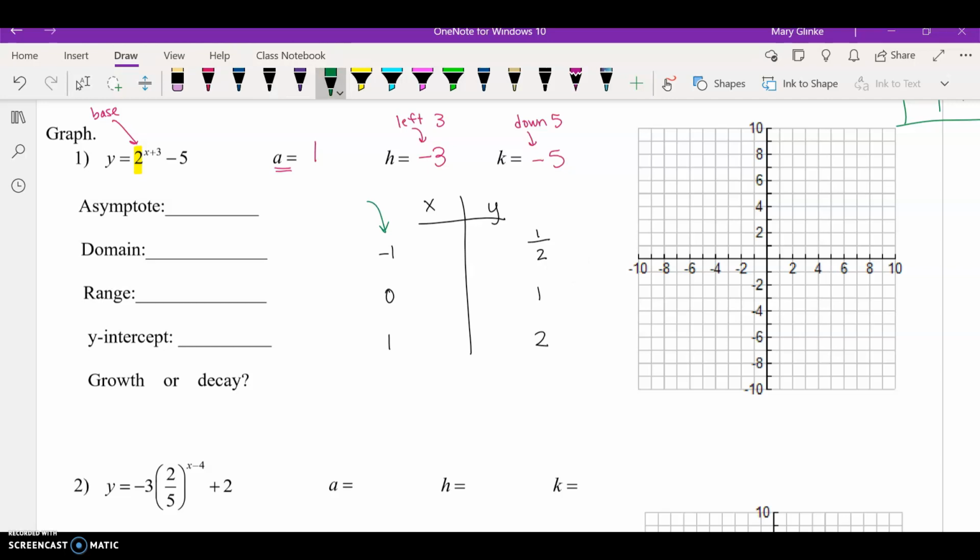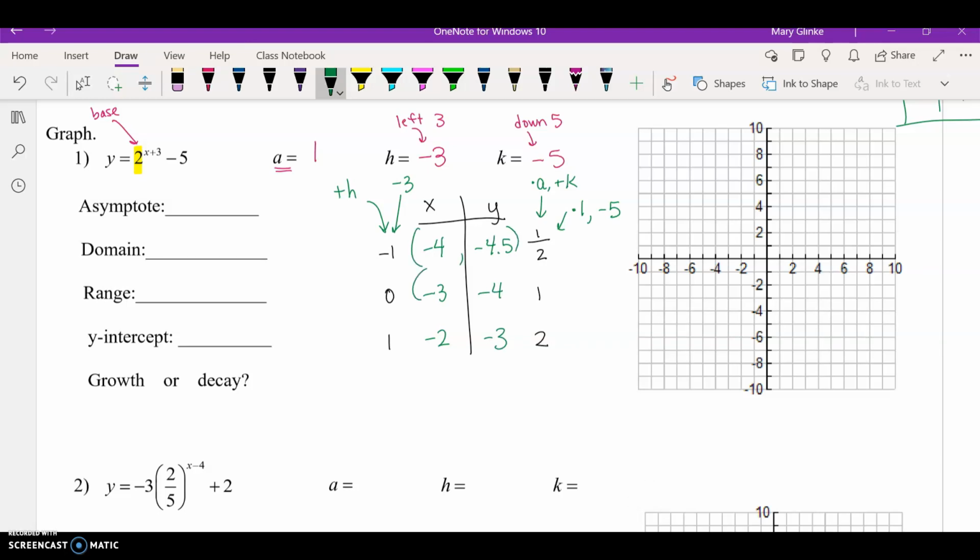Upon your x values, you are going to add h, just like our square root and our cube root functions. For these ones, we want to make sure they are going left 3. So our numbers would become -4, -3, and -2. For our y values, we're going to multiply by a and then add k. So we're going to stretch by 1 and then move down 5. So this first one becomes -4.5. This next one becomes -4. And our last one here becomes -3.